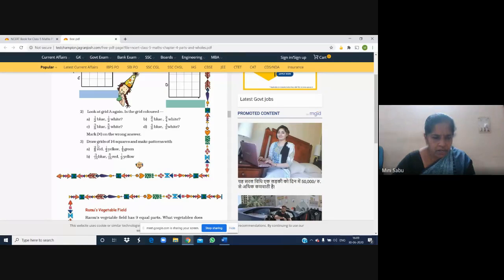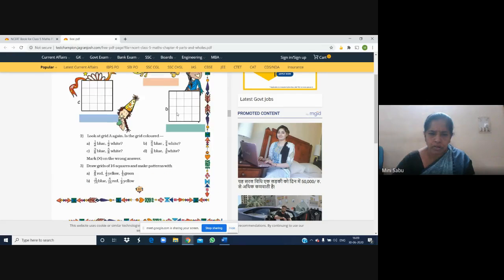And this one you will see: draw grids of 16 squares. That means you have to draw this type of grid in your copy or on a white page and make patterns by following this rule. Here a rule is given, and you have to follow it. What is the rule? 16 squares will be there, and 2 by 8 will be red. That means out of 8, 2 will be red.